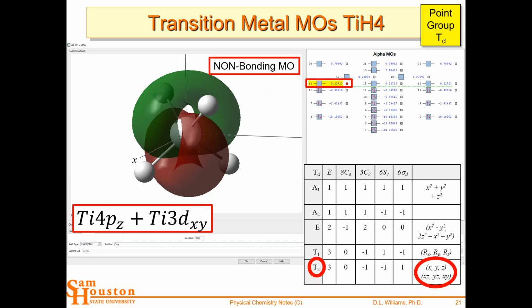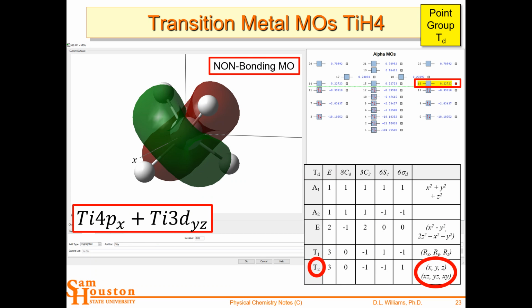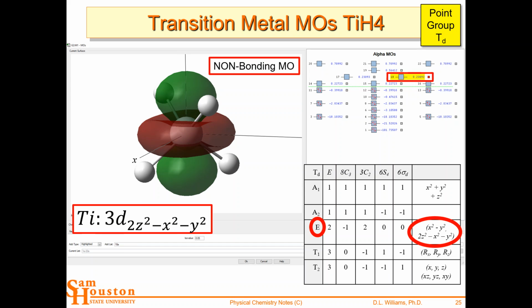And so then we also have non-bonding, same kind of thing, but without the hydrogens. We have that PZ and the XY, and then you have the PY with the XZ, and then you have the PX with the YZ, all three degenerate. And then we have the X squared minus Y squared, not doing anything, because it's not aimed at any of the hydrogens. And then the DZ squared, 2Z squared minus X squared minus Y squared, not bonding with anything.